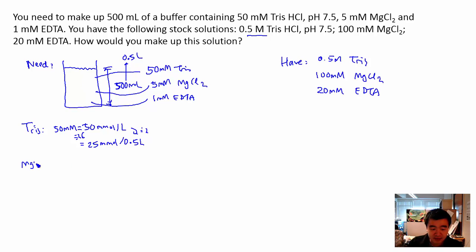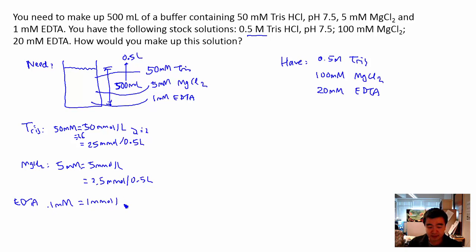Of the MgCl2, 5 millimolar is equal to 5 millimoles per liter, which is 2.5 millimoles per 0.5 liters. So we need 2.5 millimoles of MgCl2 in this final buffer. For EDTA, we need 1 millimolar, which is equal to 1 millimole per liter, which is equal to 0.5 millimoles per 0.5 liters. So again, we need 0.5 millimoles of EDTA in that final buffer.